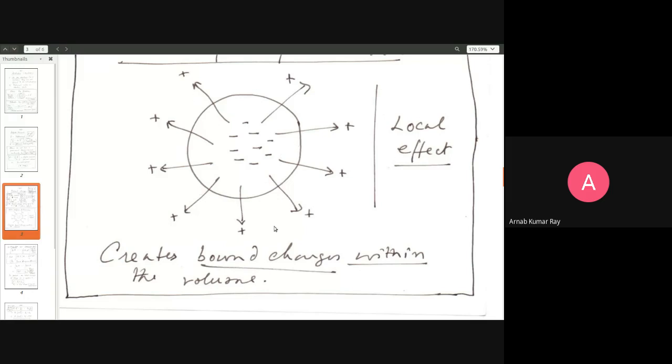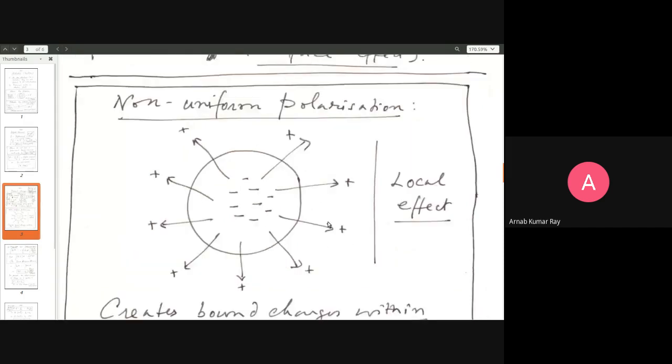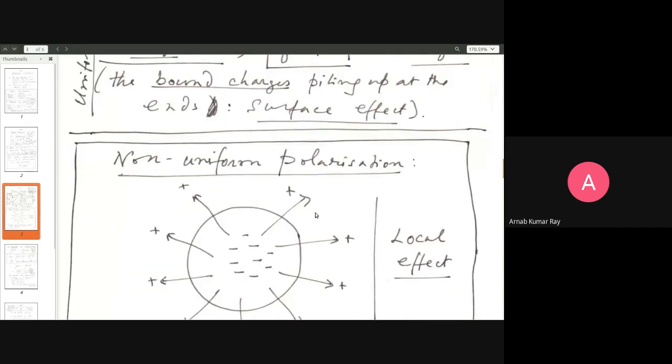This is just a hypothetical circle I've drawn. It is just that the positive charges have been pushed out and the negative charges have been gathered in. It's somewhere in the depth of the material, not on the surface. So this is a bulk effect, the non-uniform polarization that you have had.